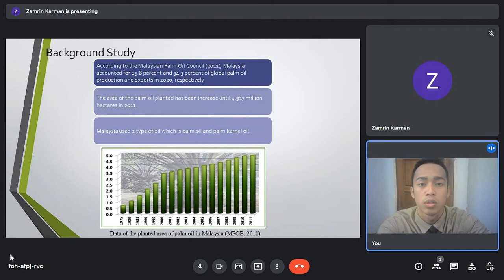According to the Malaysia Palm Oil Council 2011, Malaysia accounts for 25.8% and 34.3% of global palm oil production and export in 2020, respectively. Due to the high demand every year, the area of palm oil planted has increased to 4.917 million hectares in 2011. Based on the trend of planted area of palm oil in Malaysia, it is not impossible that the demand keeps increasing year by year. So we believe we cannot rely on the existing harvesting mechanism, as we need something faster for harvesting the palm oil fruit.